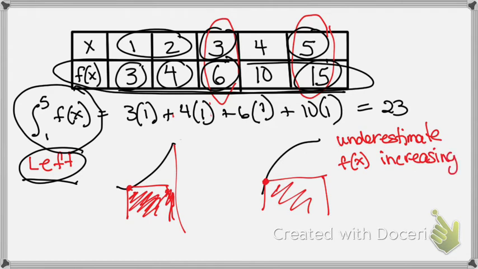It has to do with the first derivative. You could also say first derivative positive. What you can't say is f prime increasing. That's actually a second derivative, which would be concave up. So for left and right Riemann sums, just draw a curve and mention whether it's increasing or decreasing.